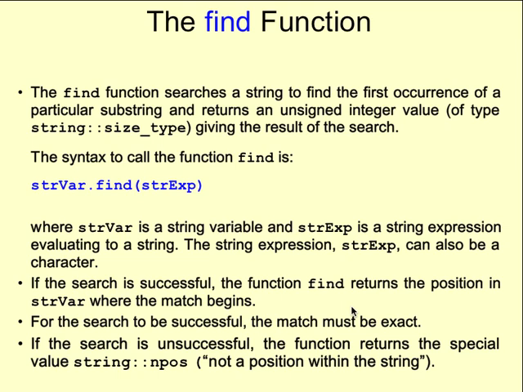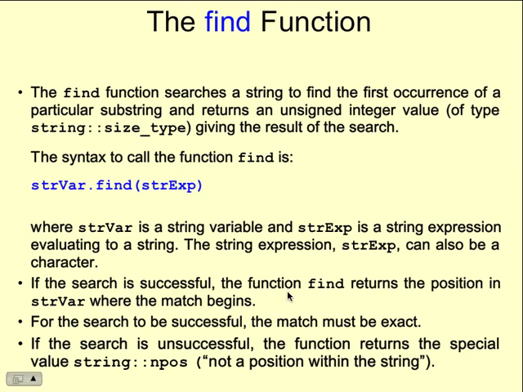So find, this is interesting. Now we have a method that takes a parameter to find an expression or find a sequence. Find searches a string to find the first occurrence of a particular substring, and then returns the integer value, size type, given by the result of the search. So the syntax is to give your instance of this particular string variable, dot find, and then some sort of string expression. This expression is the string expression that you're going to find in this particular string. And the string expression can also be a character. If you want to find T in that particular expression, you put that in there.